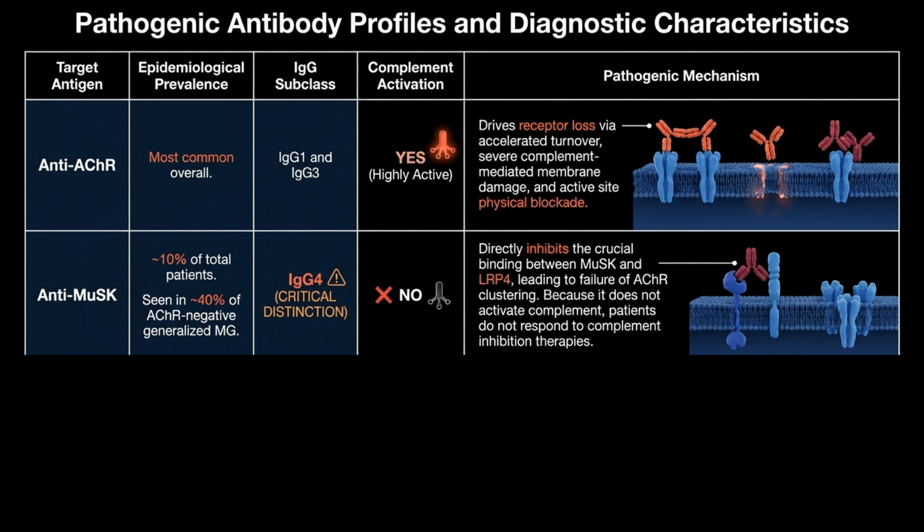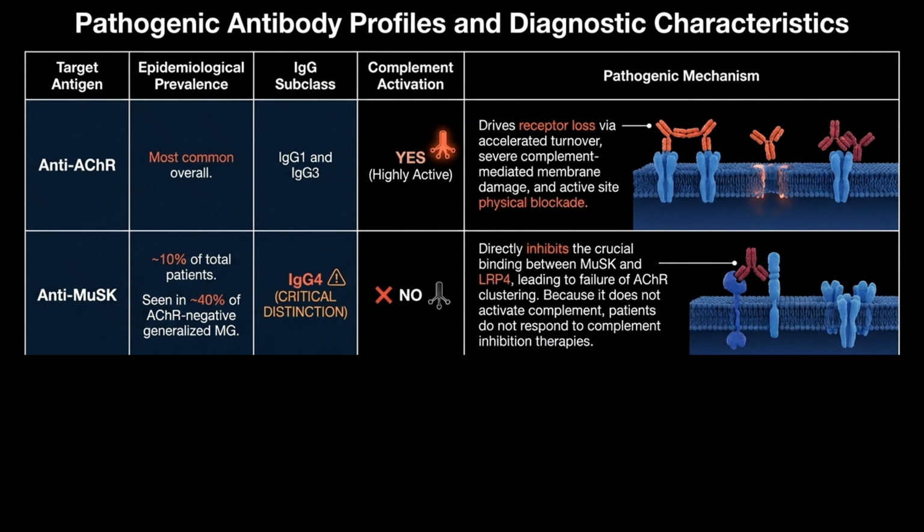Now, an important distinction. MuSK antibodies exert their pathogenic effect by directly inhibiting the binding between MuSK and LRP4, leading to loss of AChRs and other MuSK functions. Critically, MuSK antibodies are of the IgG4 subtype. As IgG4, they do not activate complement. Therefore, anti-MuSK positive MG does not respond to complement inhibition.